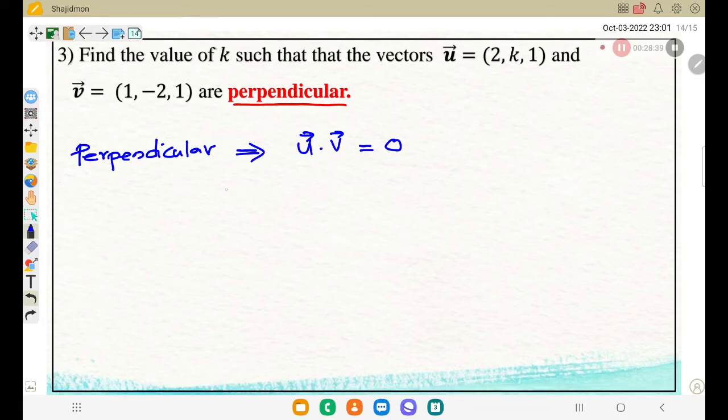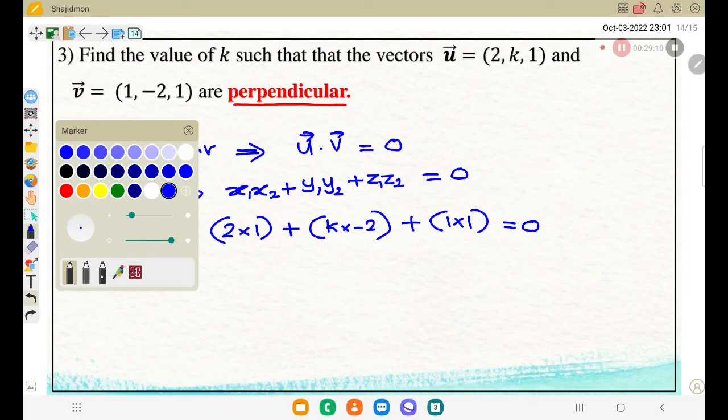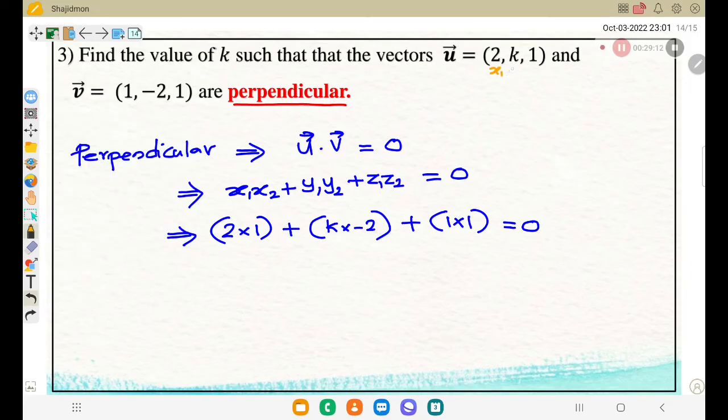Now what is u dot v actually? x1 x2 plus y1 y2 plus z1 z2, equal to 0. Now what is x1? 2 multiply, what is x2? 1, plus y1 means k multiply y2 means minus 2, plus z1 z2, 1 multiply 1, equals 0, correct? Because the first vector is x1 y1 z1, second vector x2 y2 z2.